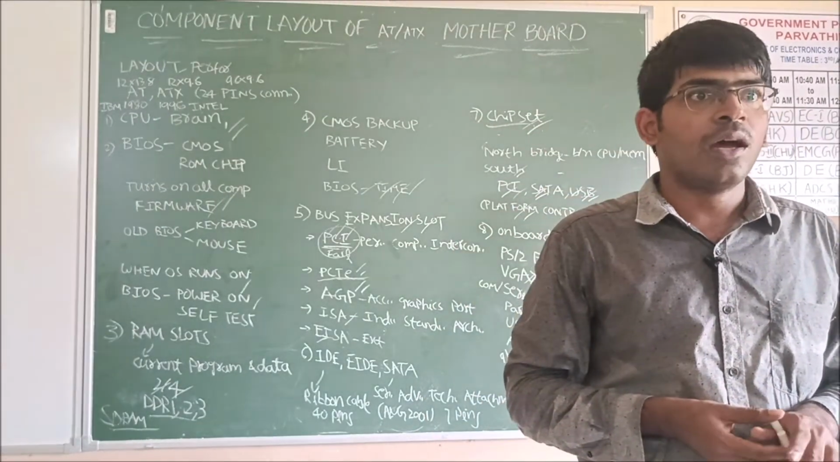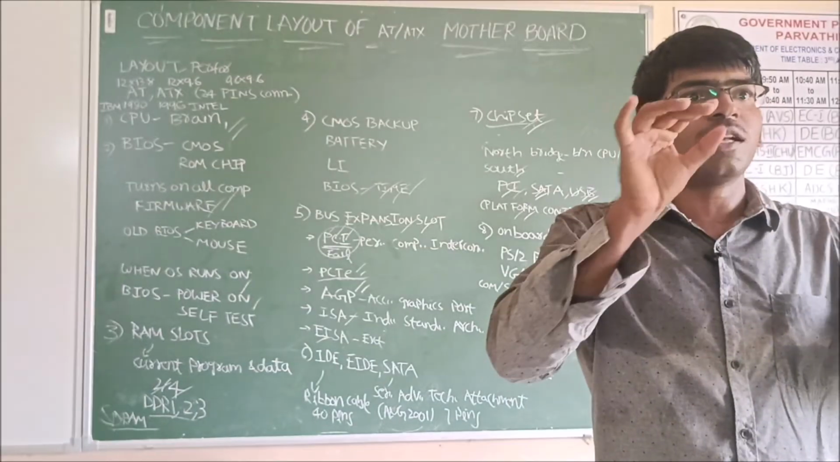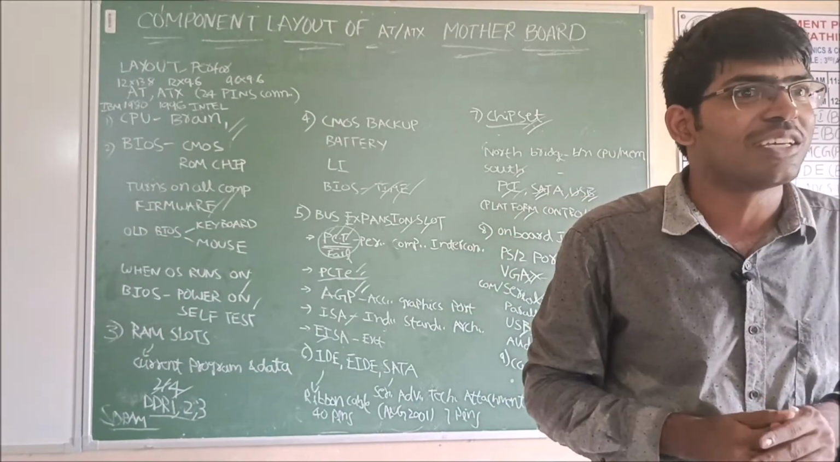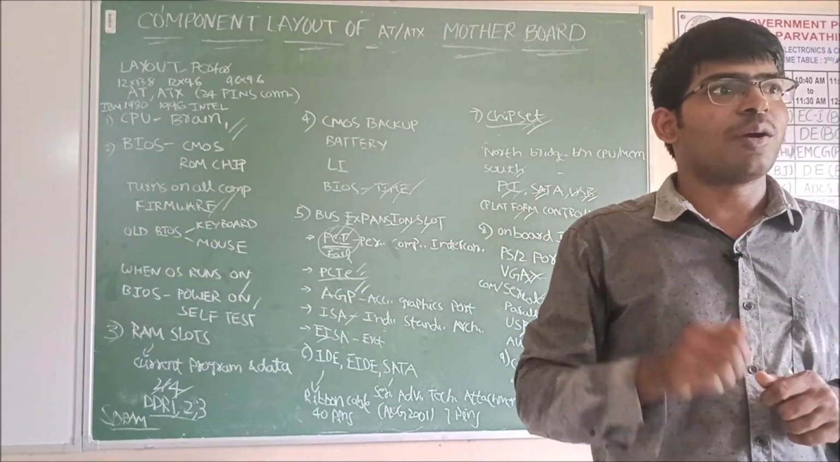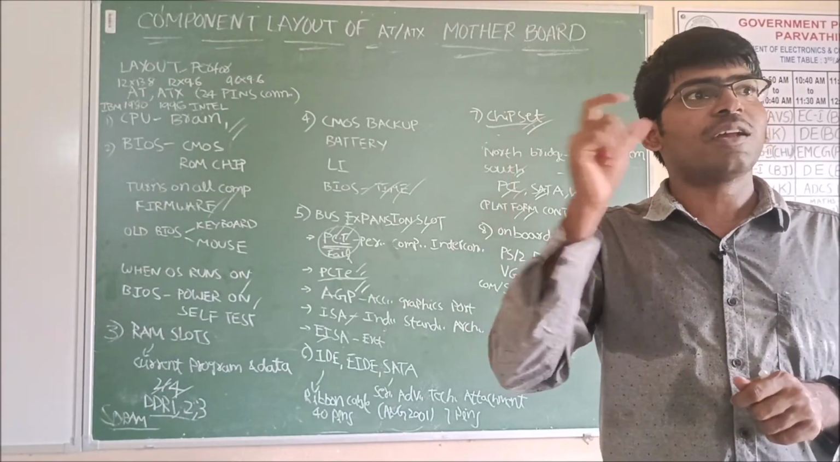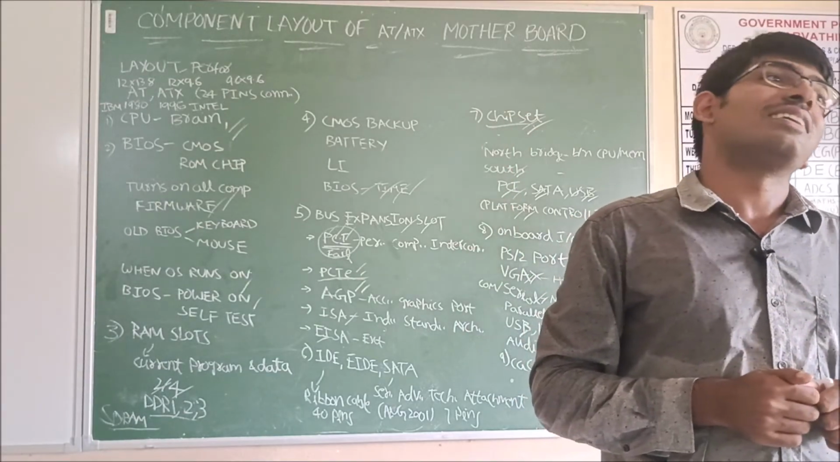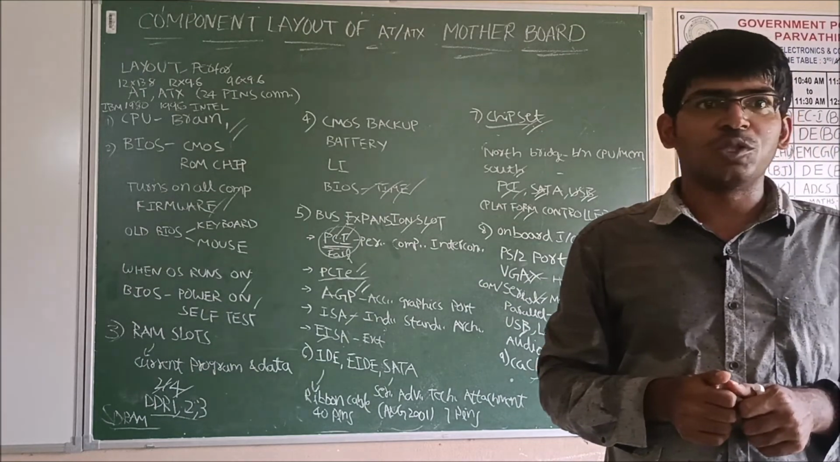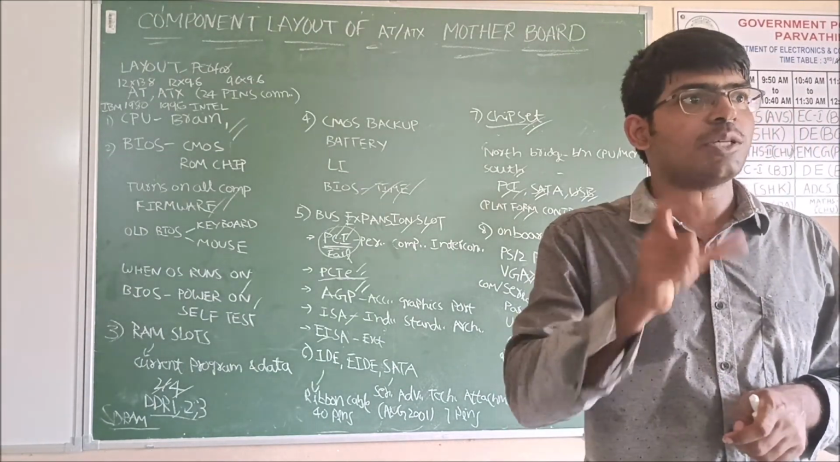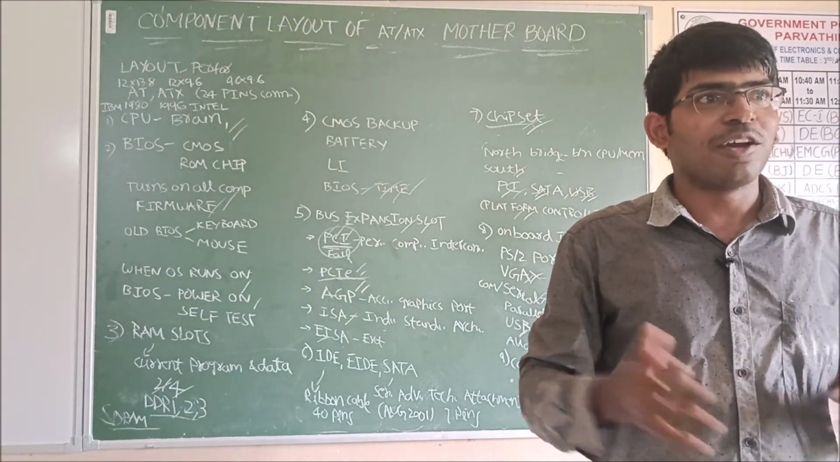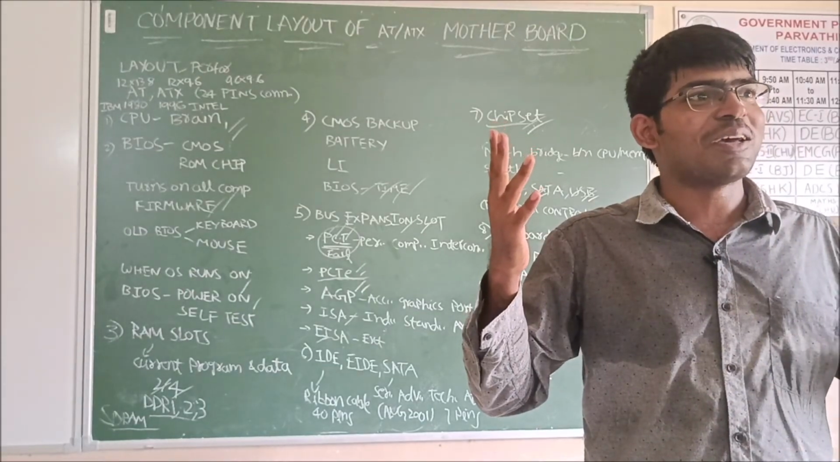VGA. Okay. Now when an expansion slot fails, which slot will we use? Very good. For backup power, what battery are we using? Okay, CMOS lithium battery. Okay. Is BIOS a RAM chip or a ROM chip? Very good. Today you have learnt about the motherboard.